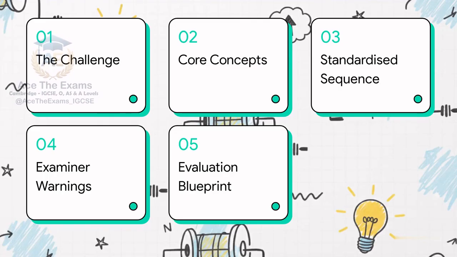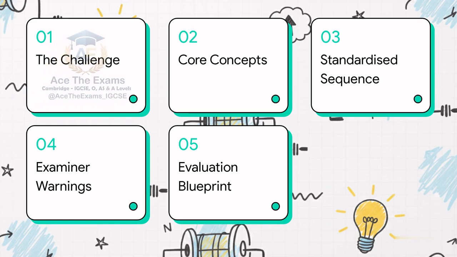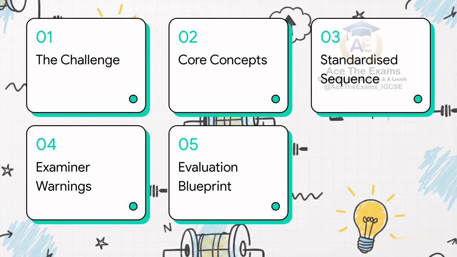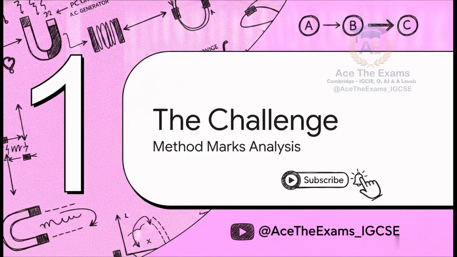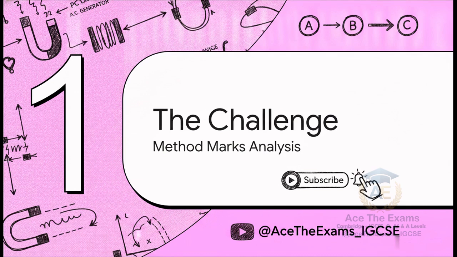So, to fix this, we are going to follow a highly structured approach today. We'll start with Section 1, the challenge of multi-stage analysis. Then, we'll hit the core concepts, move right into the standardized sequence for processing any problem, look at direct examiner warnings, and finally wrap up with the ultimate evaluation blueprint. Starting with Section 1, the challenge of method marks and multi-stage analysis. The absolutely crucial point you have to understand here is what examiners are actually doing. They frequently award marks for your analytical process, not just for stumbling into the isolated final answer.